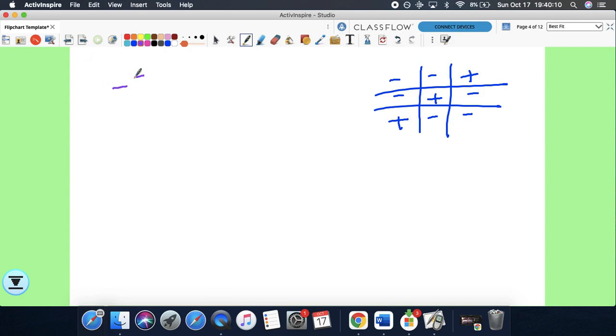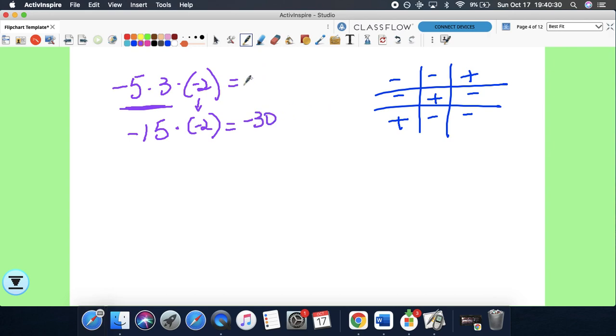This one's negative 5 times 3 times negative 2. Well, do these two first. Negative times a positive is a negative, so we have negative 15. And then we're going to bring this down. Negative 15 times negative 2 is, sorry, positive 30. A negative times a negative is a positive.